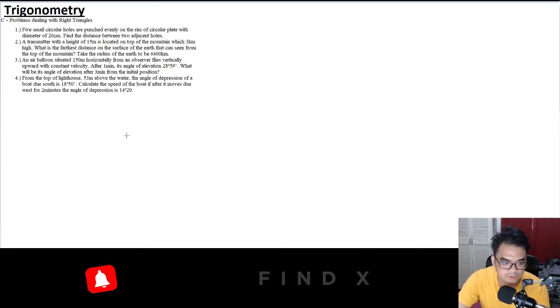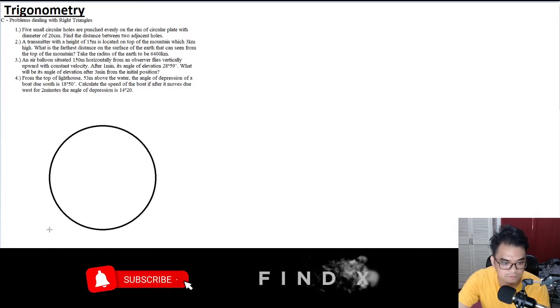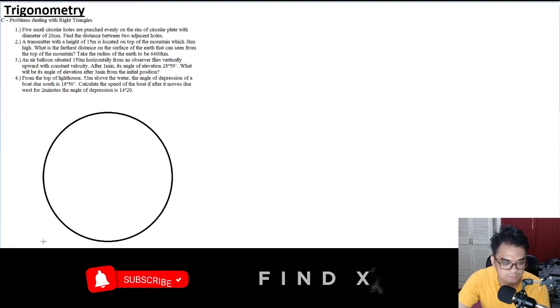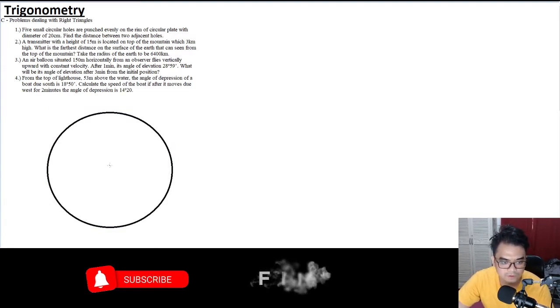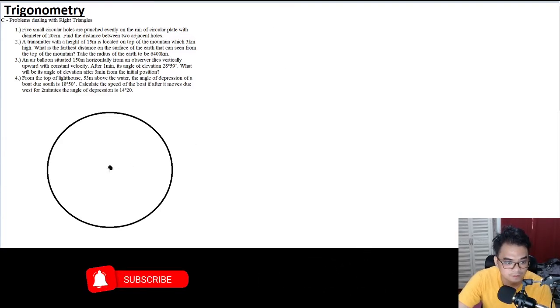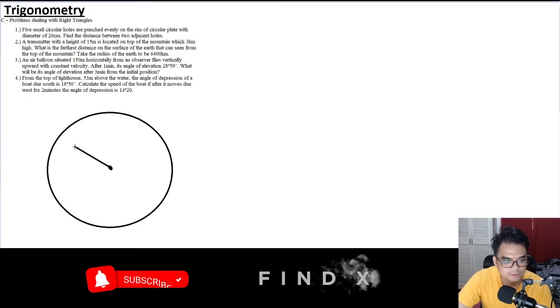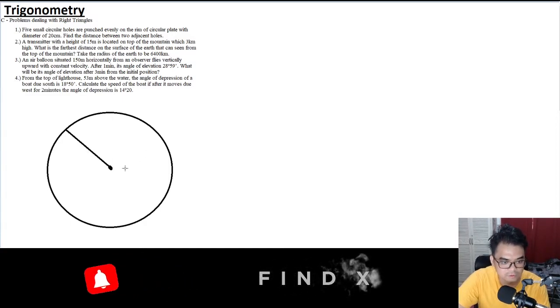Okay, let's say that this is the earth. Let me make it quite big so you can see it. Make it bigger. There you go. If this is the center, and let's say this is the radius, right?